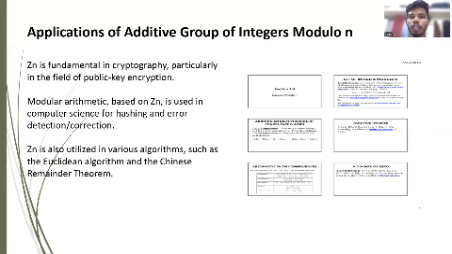Next we'll move on to the applications of the additive group of integers modulo n. Zn is fundamental in cryptography, particularly in the field of public key encryption. Modular arithmetic based on Zn is used in computer science for hashing and error detection or correction. Zn is also utilized in various algorithms such as the Euclidean algorithm and the Chinese remainder theorem.